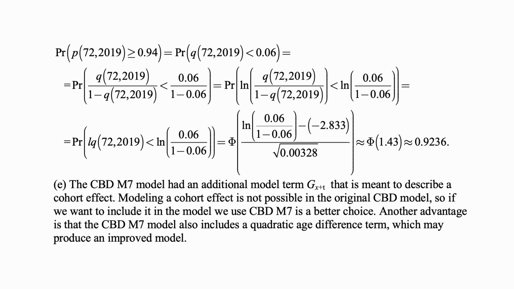Modeling a cohort effect is not possible in the original CBD model, so if we want to include it in the model, we use CBD M7 as a better choice. Another advantage is that the CBD M7 model also includes a quadratic age difference term, which may produce an improved model.